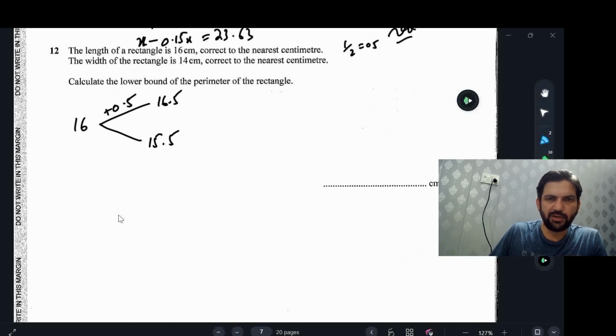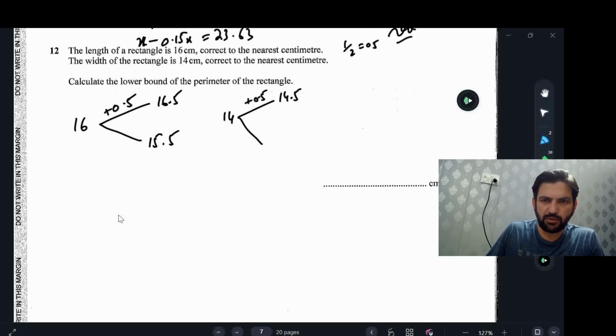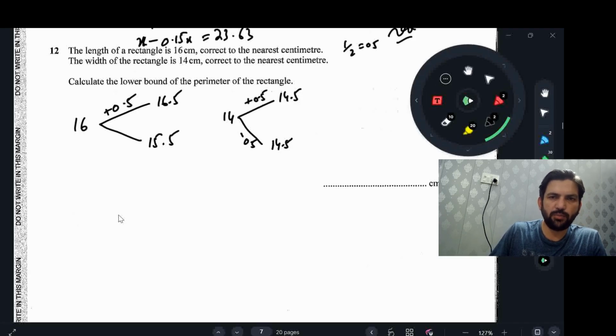Now the width of the rectangle is 14 centimeter, correct to the nearest centimeter. So for 14 plus 0.5, this will be 14.5, and minus 0.5 will be the lower bound of 14. Now let's move to the question. Calculate the lower bound of the perimeter.